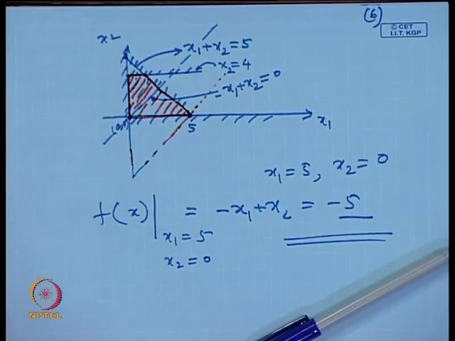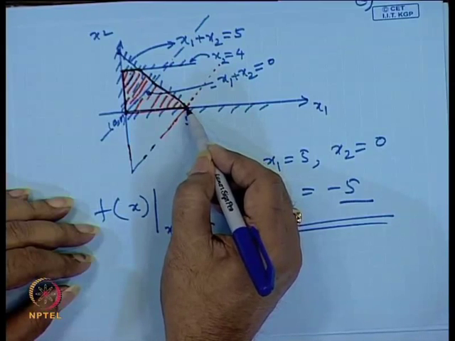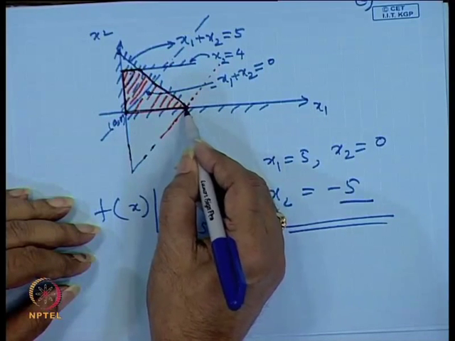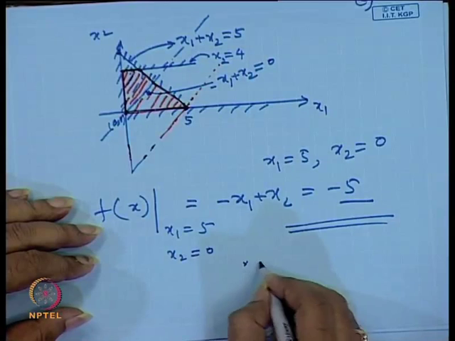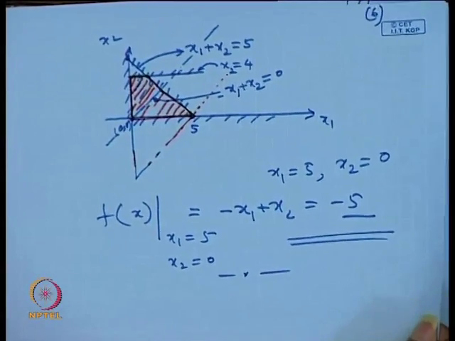If you use the interior point method, the initial guess you must take inside the feasible region, and when you do the iteration slowly, it is approaching one of the vertices of the boundaries, and it will give you the optimum value of this function. In this case, this vertex will give you the optimum value of the function. So, at this moment, we know how to solve the linear programming problem using the interior point method.